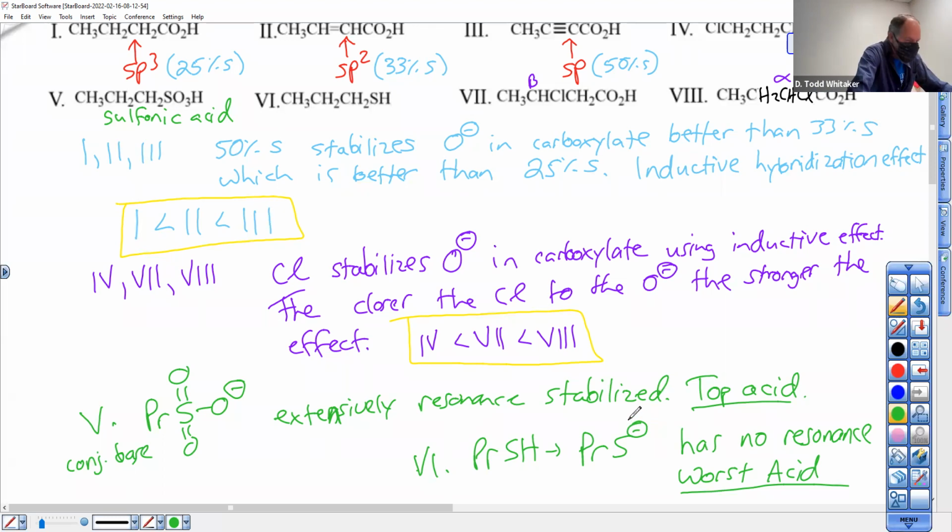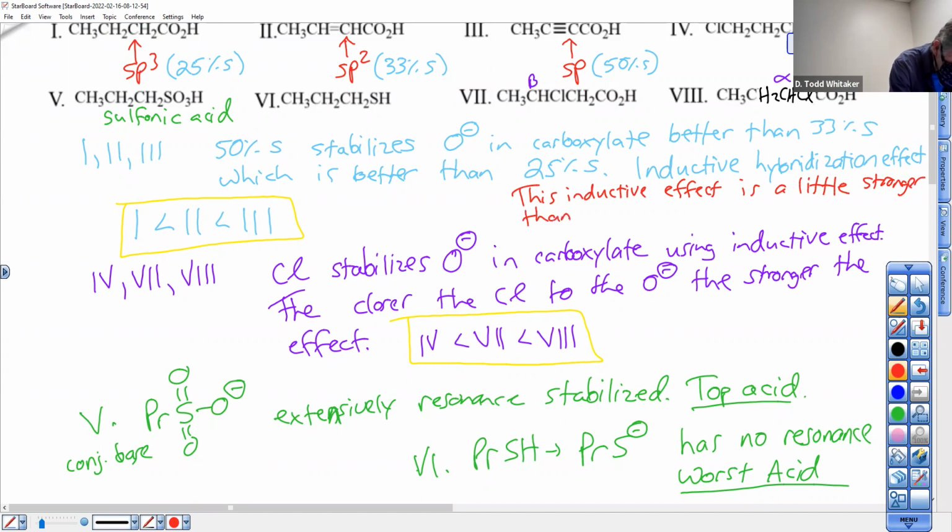Okay, we can finally put these in order, but we do have to know that this kind of new inductive effect is a little stronger than the electronegativity inductive effect. I'm going to write it down in red because that's a new deal. This inductive effect is a little stronger than that below, which was the electronegativity inductive effect. You studied that as early as chapter 4. If you want to look in your textbook, chapter 4 is the first mention of inductive effect.